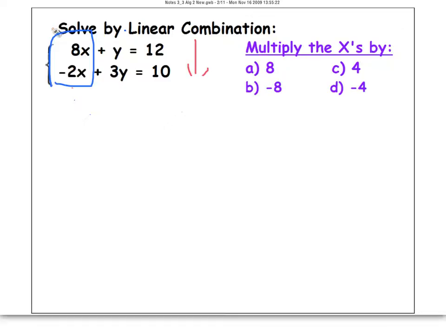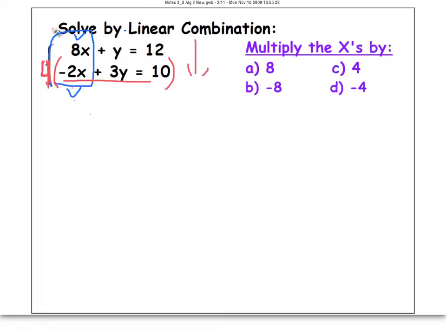If we want to get rid of the x's, right now I have an 8x and a negative 2x. We want them to become the same number. So what would I have to multiply 2 by to make it an 8? Well, you'd have to multiply it by a 4. So that's what we're going to do. We're going to choose to multiply negative 2x by a 4. But if we do that, we have to do it to the entire equation. So I'm going to multiply that entire equation.